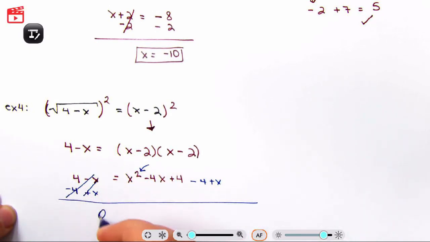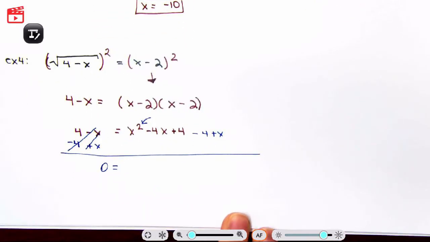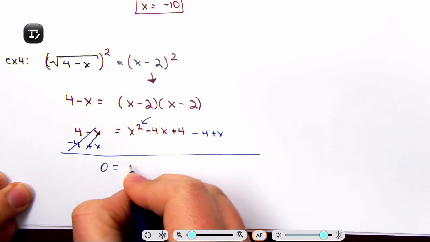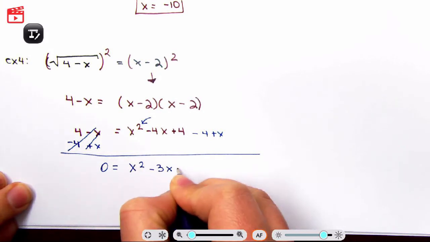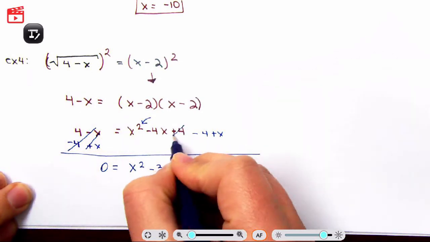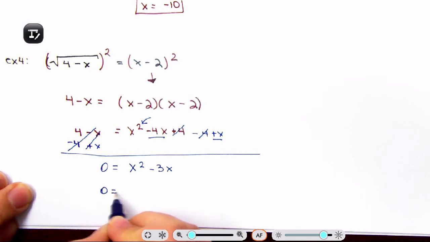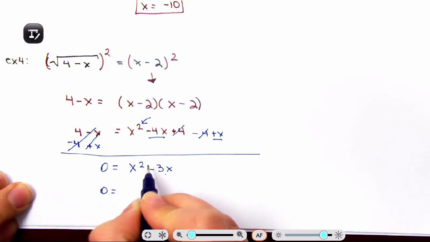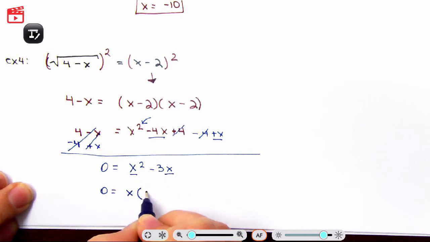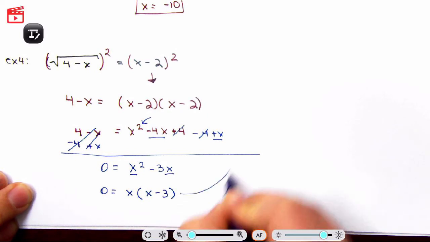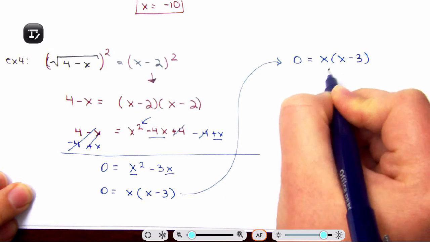These go away. I have 0 is equal to, you know what, I am having deja vu because now I'm running out of space here, and I think that happened in a previous example as well. So x squared minus 3x, and that's it, because my 4's cancel out, and we have combined like terms. This means I have a binomial with an exponent of 2. However, I'm noticing I have an x and an x. We're going to factor out that x. I have an x minus 3 left over. So I have 0 equals x times x minus 3.